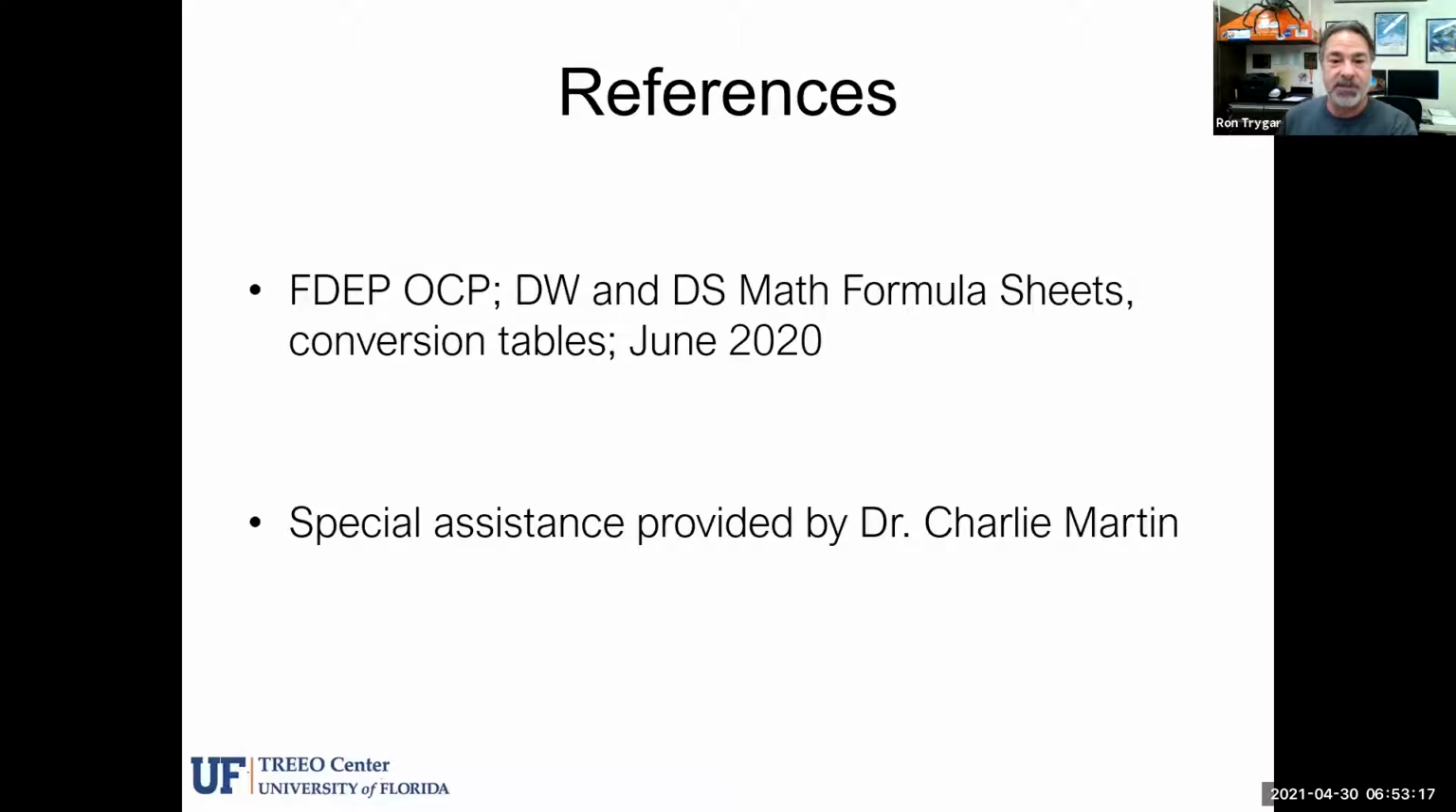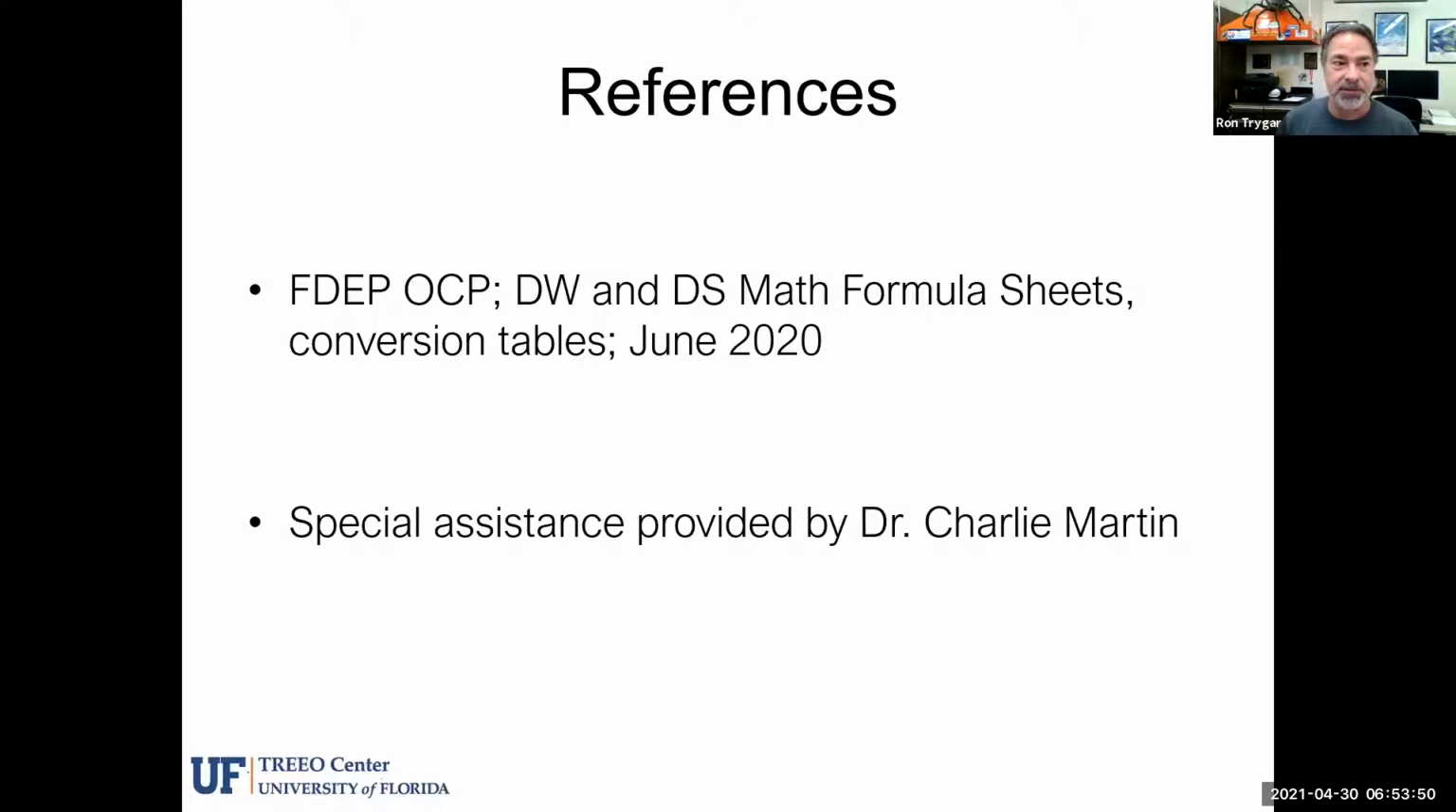The references I want to tell you about here are specifically the Florida DEP Operator Certification Program, Drinking Water and Distribution System Math Formula Sheets. That's what I'm showing here, if y'all can see that. That's what we're using, and they're dated June of 2020. So they were updated about a year ago by the Water Committee that is part of the State of Florida Operator Certification Program Exam Review Committees.